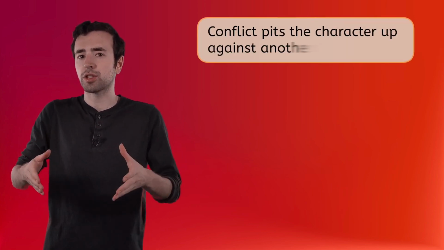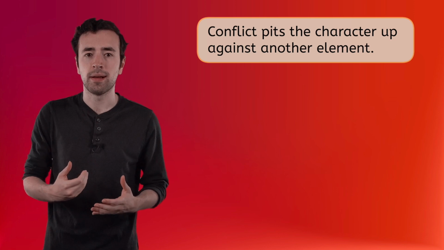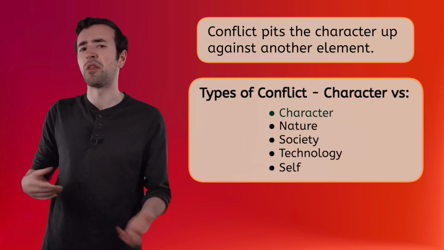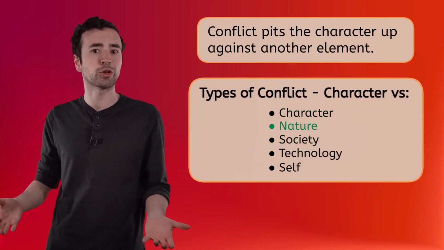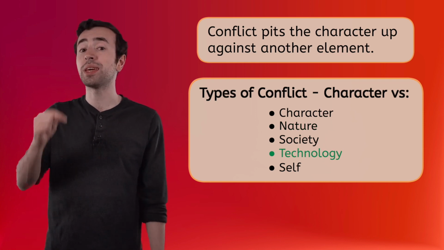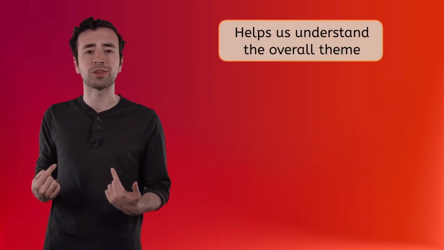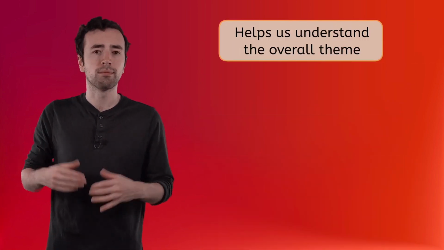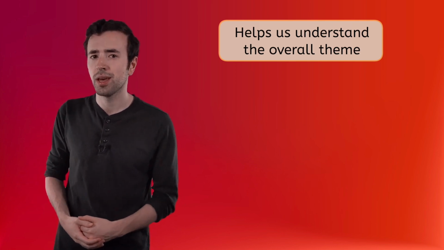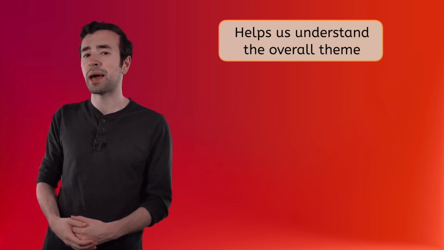We learned a lot about conflict and how it shapes the plot and characters of a story. Remember, conflict pits the character up against another element. This element could be external, like other characters, society, nature, or technology, but it could also be an internal conflict the character has with themselves. Analyzing the conflict of a story also helps us understand the overall theme or lesson the author is trying to teach us. We'll be looking more at theme as a topic in a future lesson.